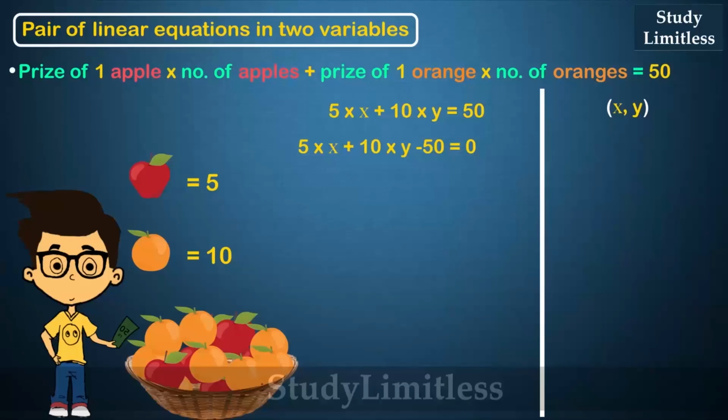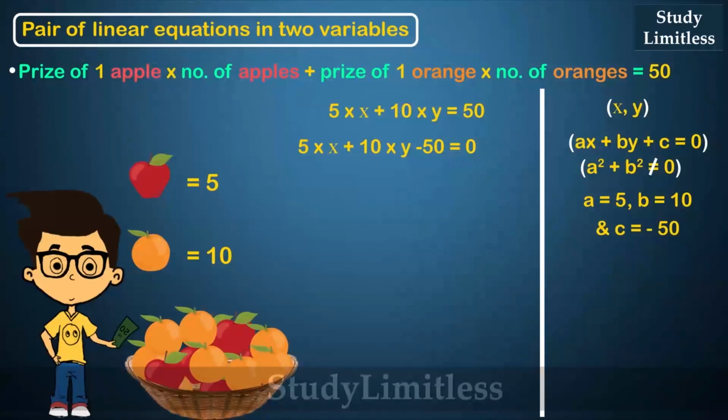The standard form of linear equations in two variables is given as ax plus by plus c is equal to 0, where the condition is a square plus b square should not be equal to 0. If we compare the equation 5x plus 10y is equal to 50 to the standard form of linear equations, we can say that a is equal to 5, b is equal to 10 and c is equal to minus 50.